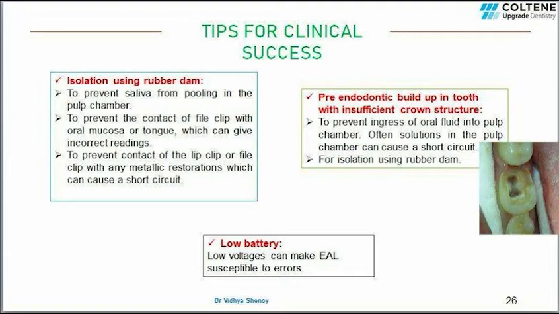What we have to keep in mind while using an apex locator is that the battery should be fully charged. This is very important, because even a slight reduction in the charge can give us incorrect readings, or we would have noticed that there are fluctuations in reading. One of the reasons for that is a low battery. Another reason for fluctuations in reading of the apex locator is if the file holder is rusted. In such a case, replace the file holder and take the reading.